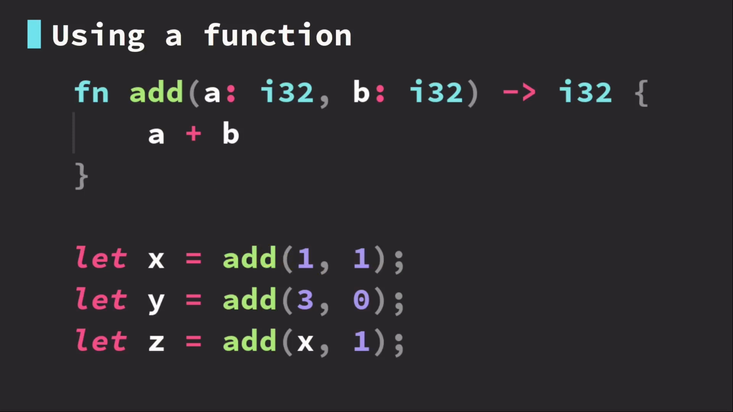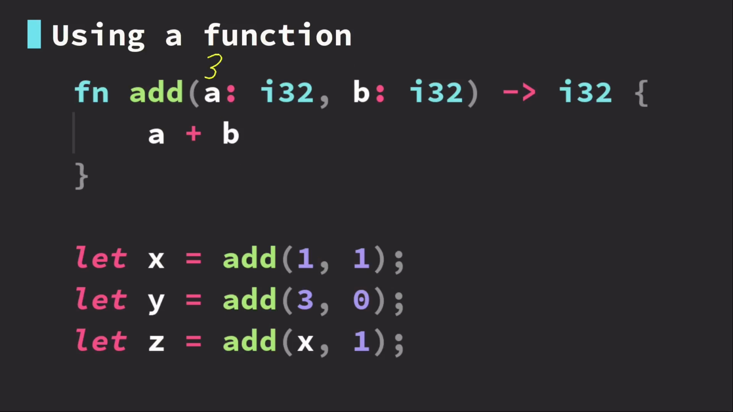Let's go ahead and do another one. We'll take a look at let y equals. We're going to let the variable y be equal to the value of the function add with function arguments 3 and 0. So when we call this add function, this 3 will come up here to the a, so that will be 3. This 0 will come to the b, and that will be 0.